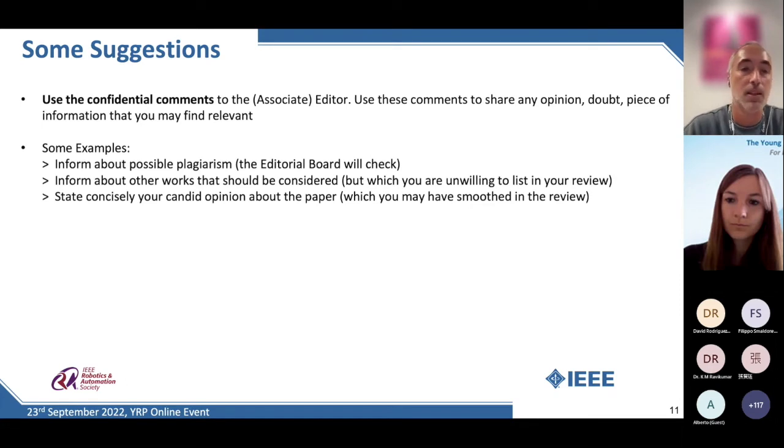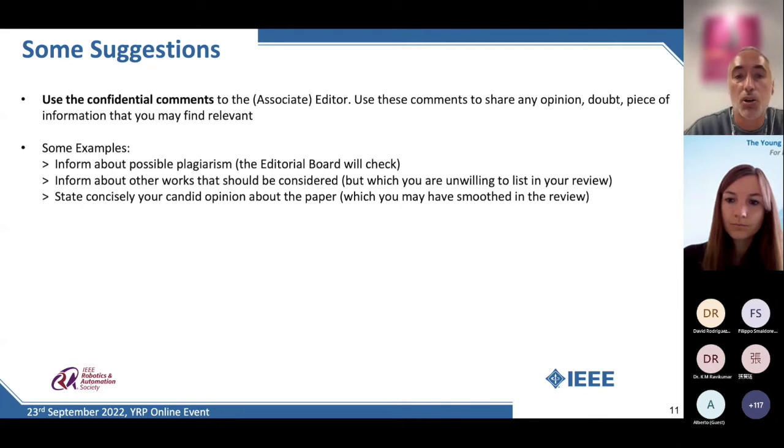For example, you could inform the editor about possible plagiarism. I mean, you believe, or you may also have evidence, that the authors are copying some other works or are copying too much of their own previous work, and you can use the confidential comments to inform the editor about this point, and then they will check. Or you may inform about other papers that should be considered by the authors, but you don't want to list these papers in the review because, for example, these papers identify you too much. So you can suggest these works to the editor, and then the editor will see what to do with them.